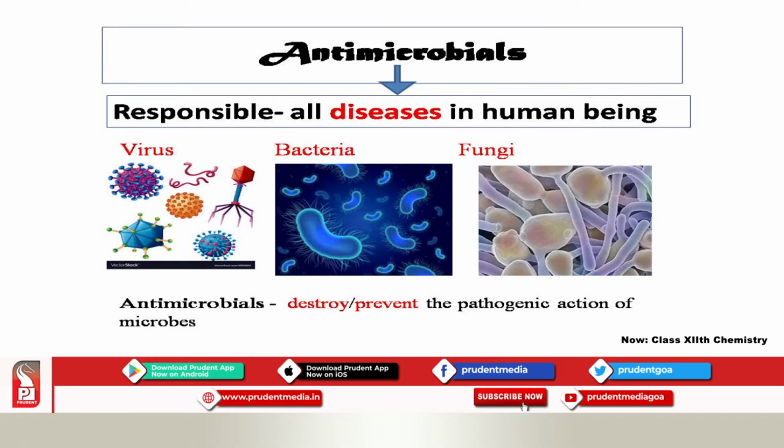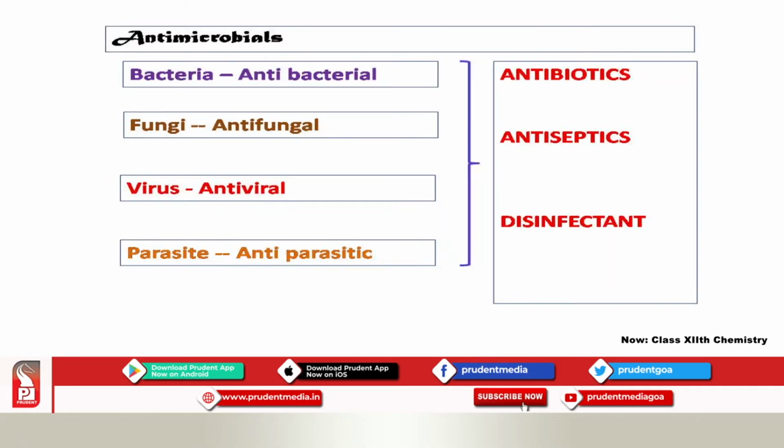Bacteria, like Salmonella bacteria, which is in the stomach, cause irritation. Fungi, on the bread and all you see fungi developing molds. As per the type of microorganisms, we have the drugs. For bacteria, we have antibacterial drug. For fungi, we have antifungal drug. For virus, we have antiviral drug. For parasite, we have antiparasitic drugs. All this together would be called antibiotics or antiseptic disinfectant.